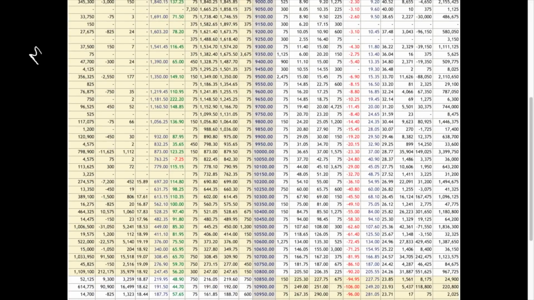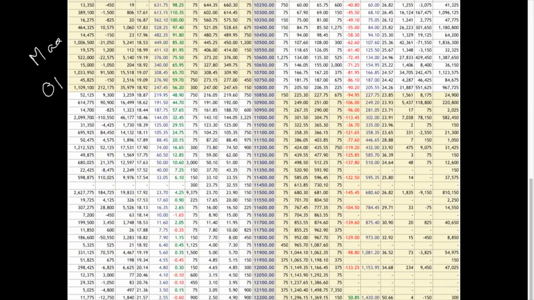On the put side, it is evident that maximum open interest stood at 10,000, followed by 9,000, followed by 9,500, and followed by 10,500 levels. While on the call side, maximum open interest was at 11,500, followed by 11,000 and followed by 11,200 levels.